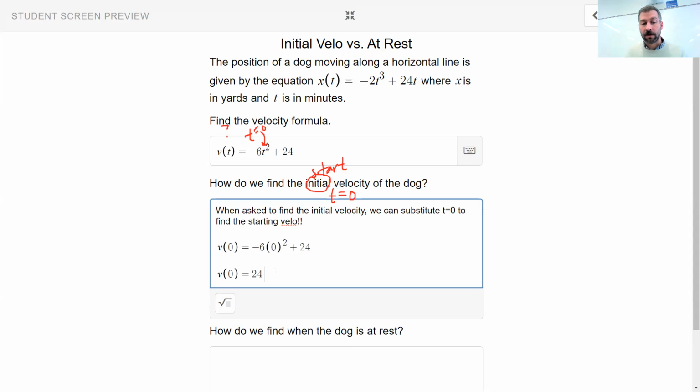So if I wanted to actually state this answer, v of 0, my velocity at 0, is 24 what? Well, let's think about our units. We have yards per minute, right, for velocity.